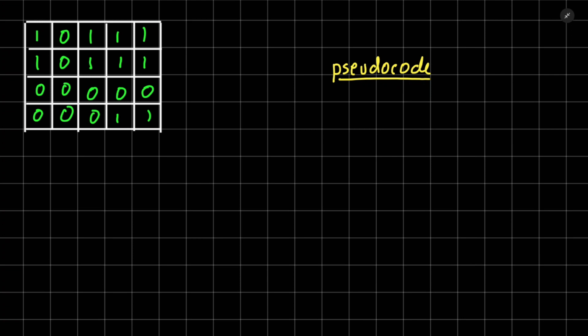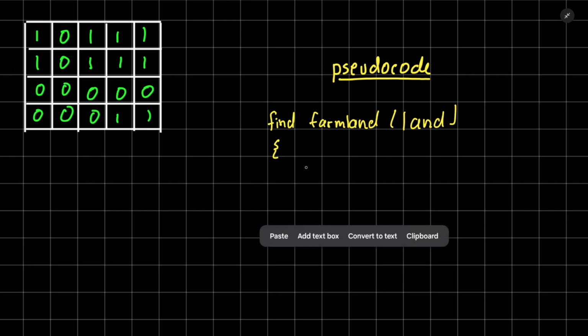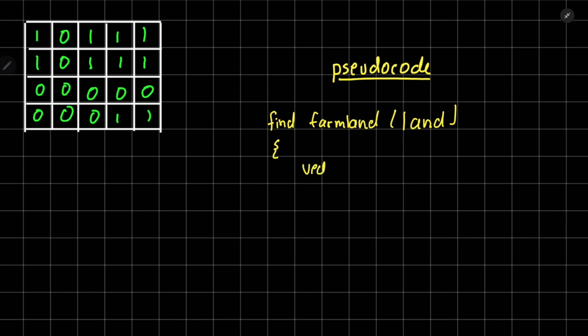So first we'll have the find farmland function. It has a parameter land, which is the 2D matrix. Now we'll have to make a 2D matrix which we have to return as an answer. So in C++, we can make a vector of vector of int. In Java you can use the ArrayList.